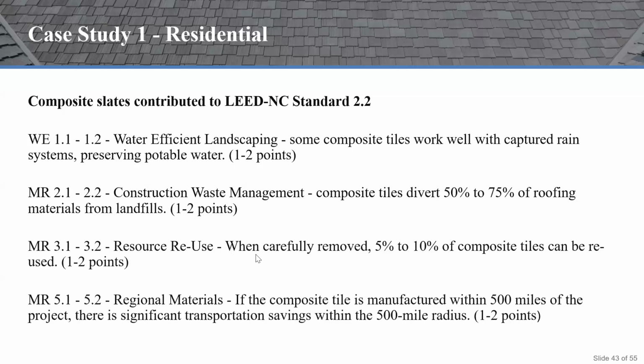Resource reuse: when carefully removed, a certain percentage of these tiles can be reused. Regional materials: if the composite tile is manufactured within 500 miles of the project, there's significant transportation savings within that 500-mile radius. That's another area where you could potentially qualify for LEED credits if you're working on a LEED project.